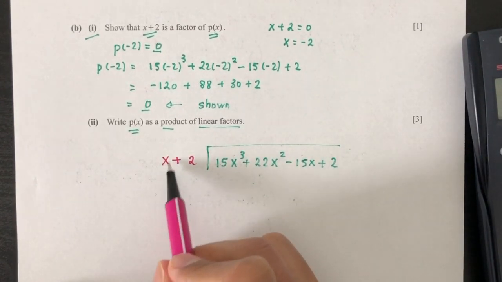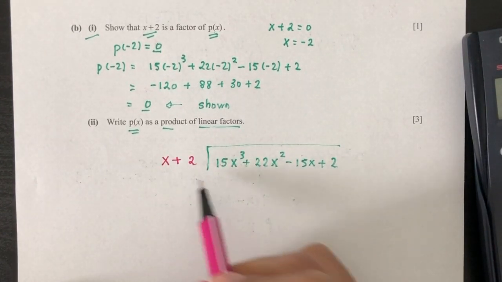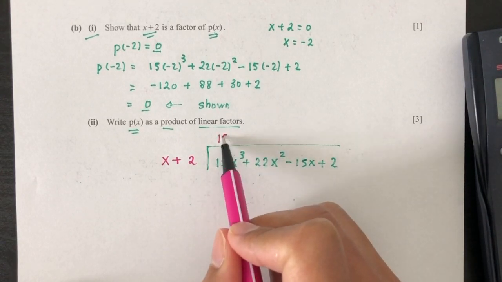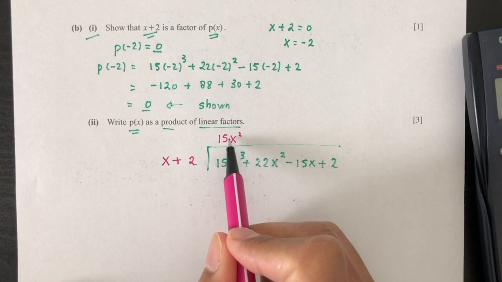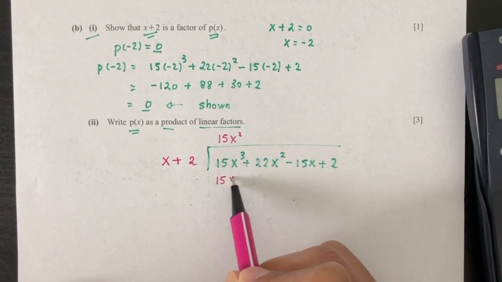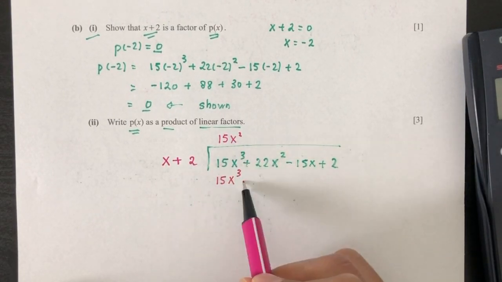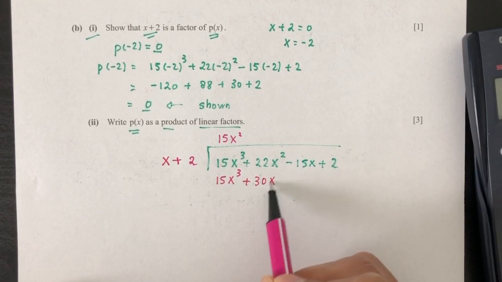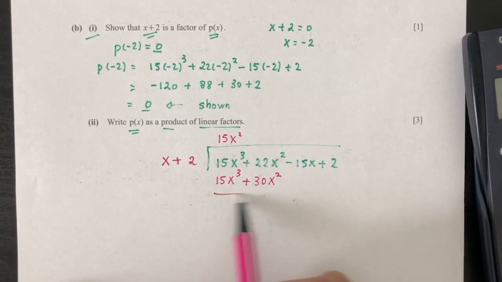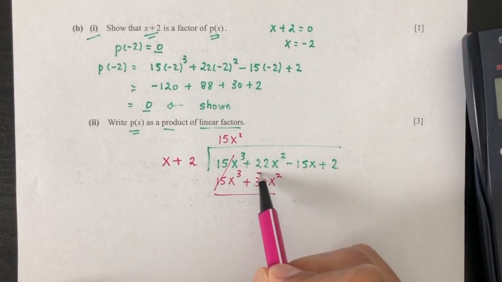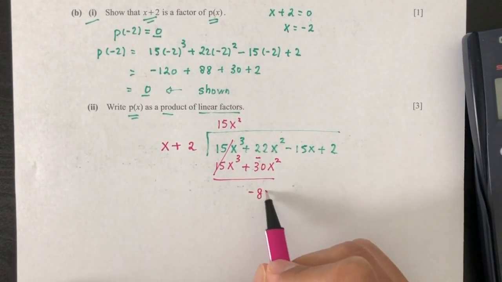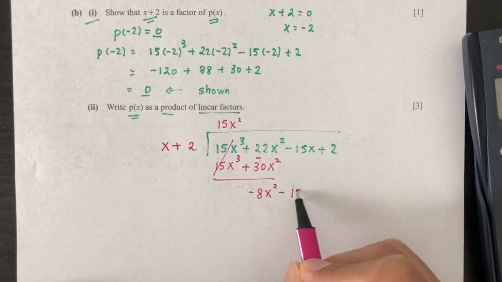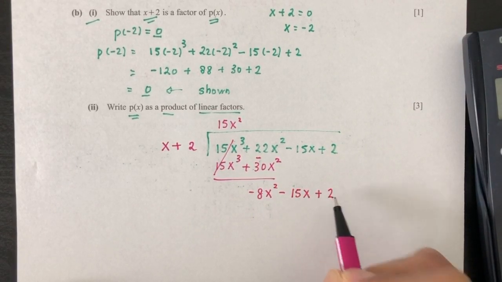So how do you make x become 15x cubed? You have to multiply x by 15x squared. So we can have this multiplied by this, you will have 15x cubed and then this will be 30x squared. So subtract, cancel out. 22 minus 30, that will be minus 8x squared minus 15x plus 2.